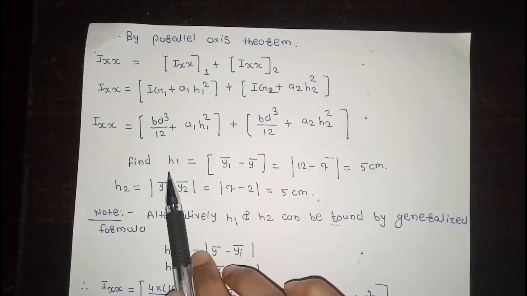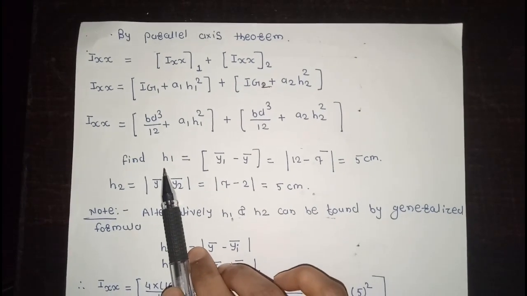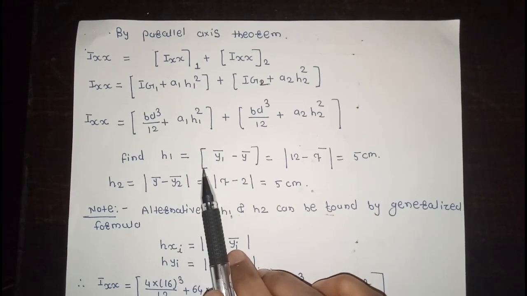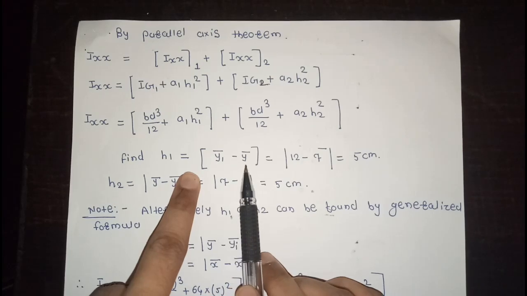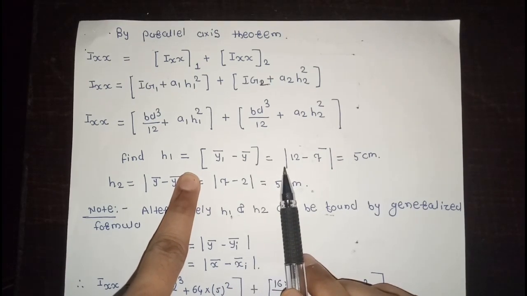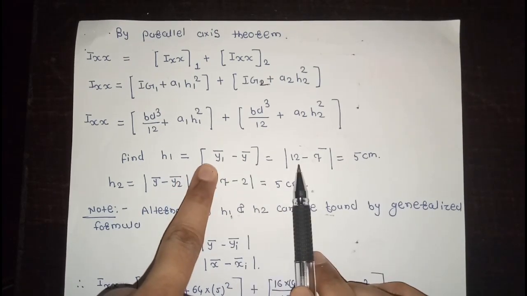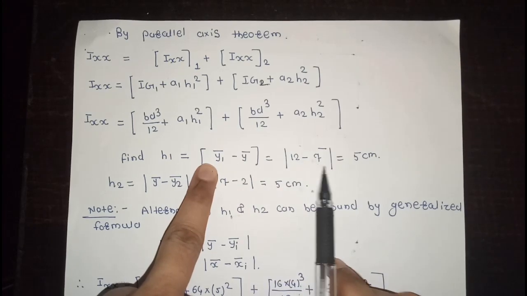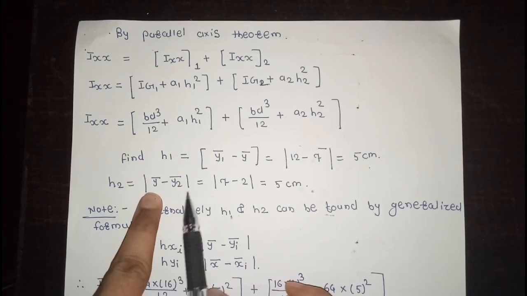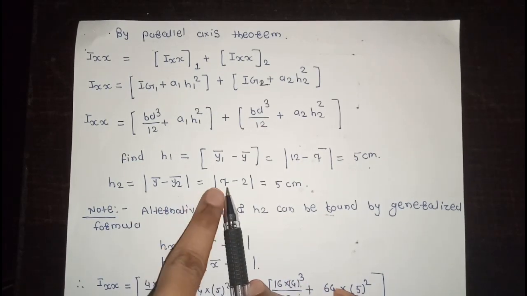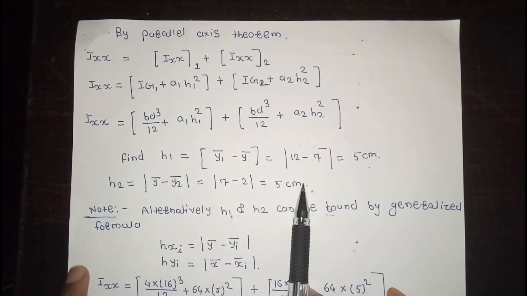Then find H1. First of all find H1. H1 is Y1 bar minus Y bar, put the values of Y1 bar 12 minus Y bar 7, equal to 5 centimeter. H2 is equal to Y bar minus Y2 bar, put the values, then we get the answer 5 centimeter.